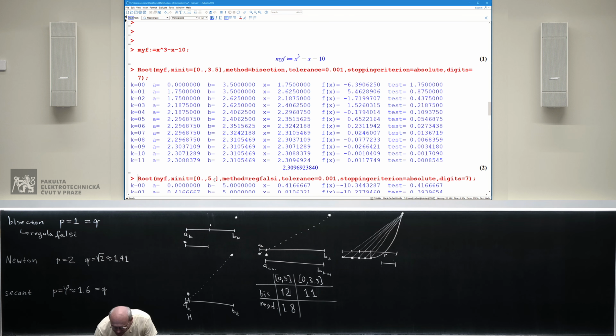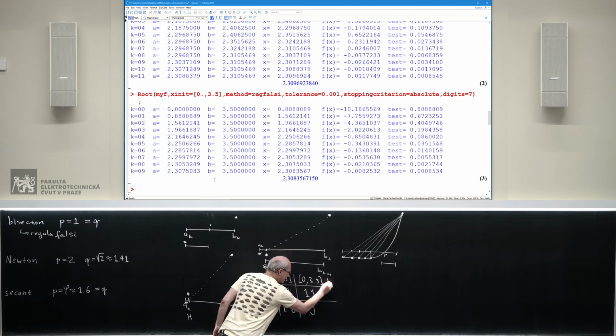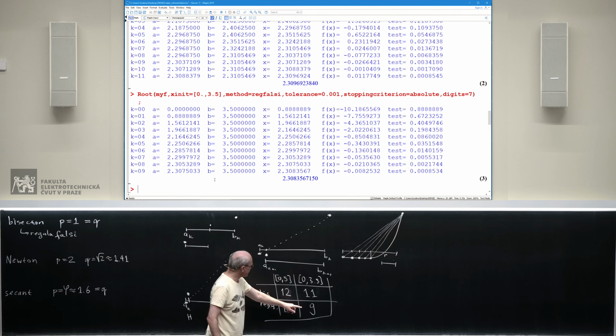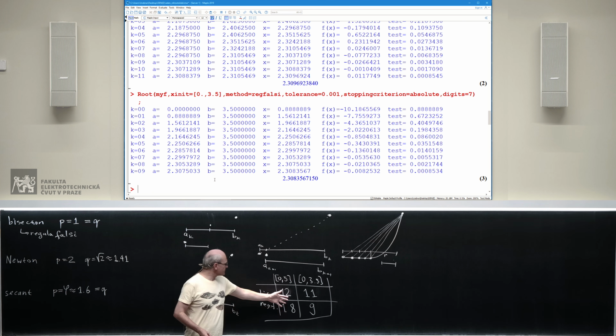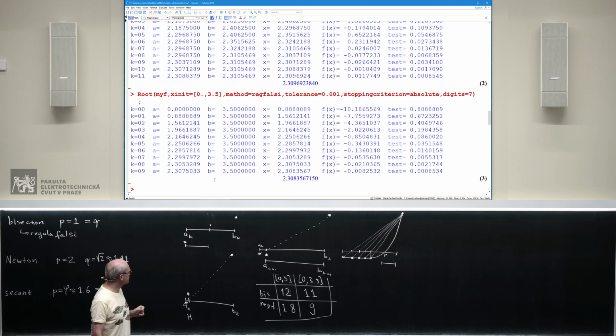And let's try the same thing for the regula falsi method. And it took 9 iterations. And suddenly, just by changing the initial interval, the bisection method is slower than regula falsi. So they are really comparable. It all depends on very fine situation, on very fine details.